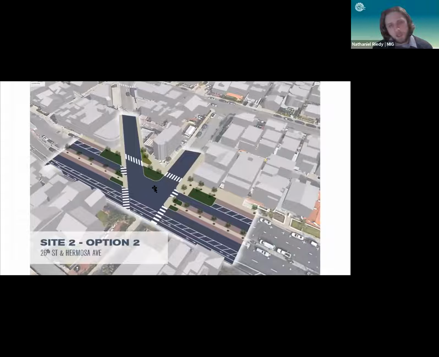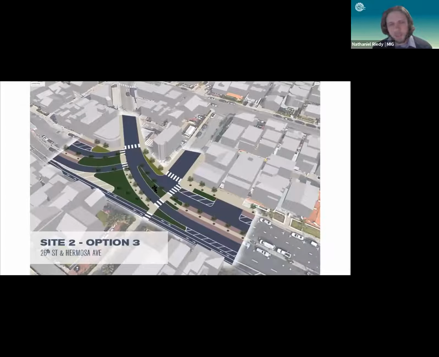But again, there's opportunities here, maybe to extend the parking a little bit as it approaches the intersection, to add permeable pavements, and then there's also a little bit of space to be able to do some bioretention planters or basins as well. When you go to the third option, Jenny.